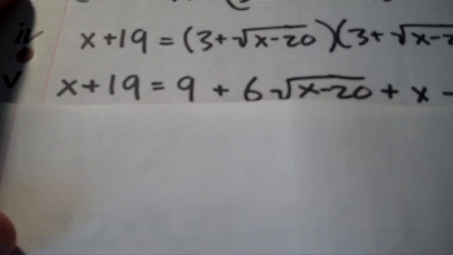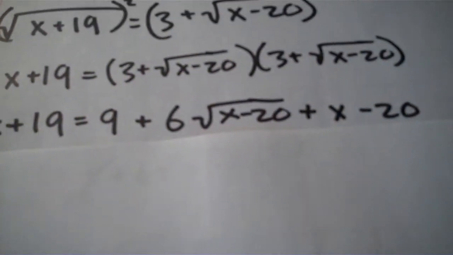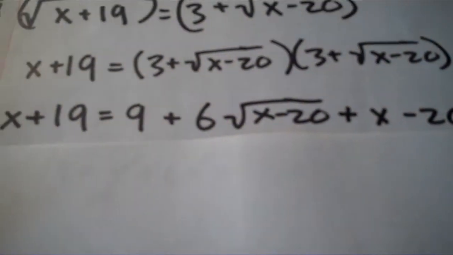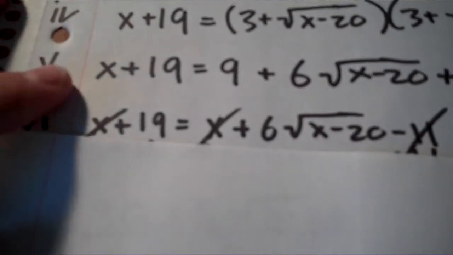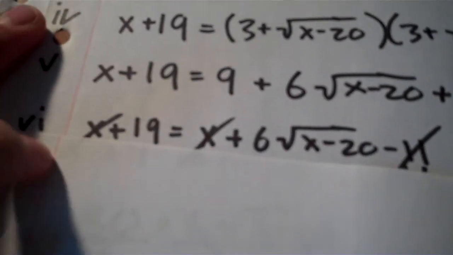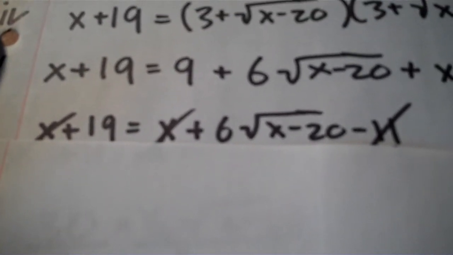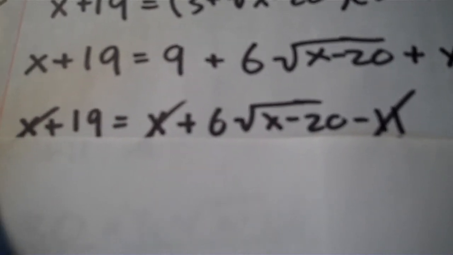root x minus 20. After we FOIL that, we end up getting x plus 19 equals 9 plus 6 root x minus 20 plus x minus 20. Then we can go ahead and add like terms. Oops, sorry, I already seemed to cross it out. But we get x plus 19 equals x plus 6 times the square root of x minus 20 minus 11.